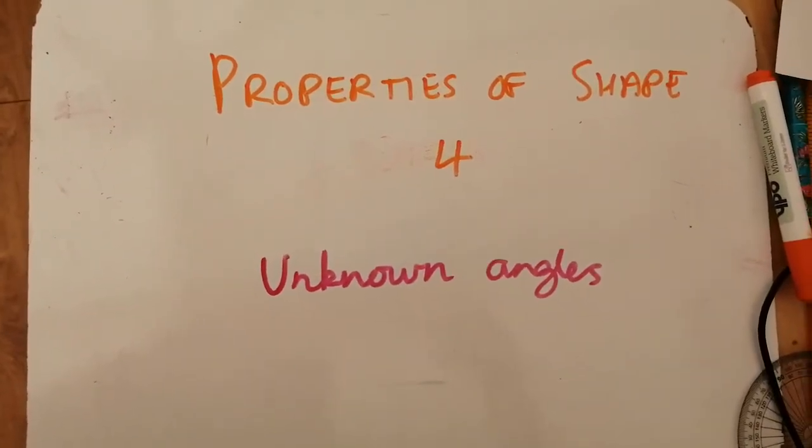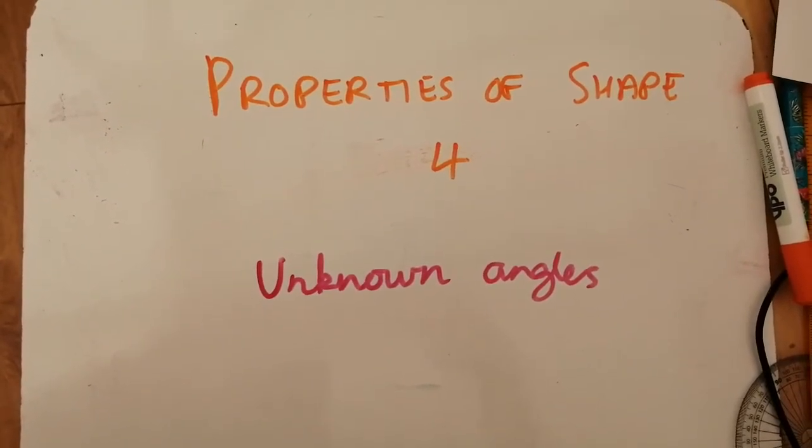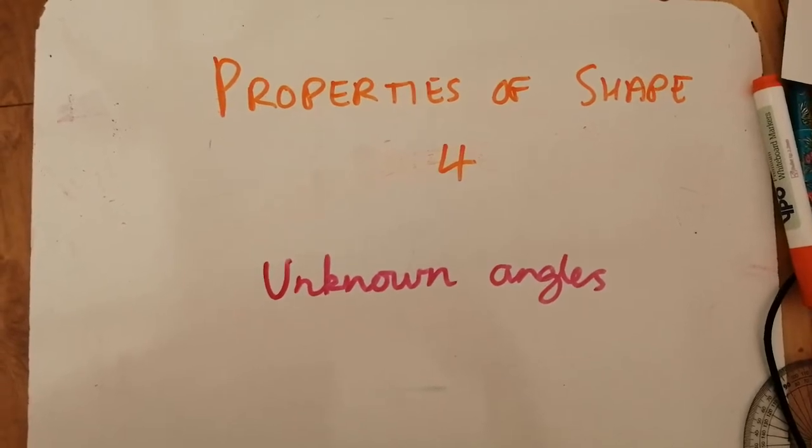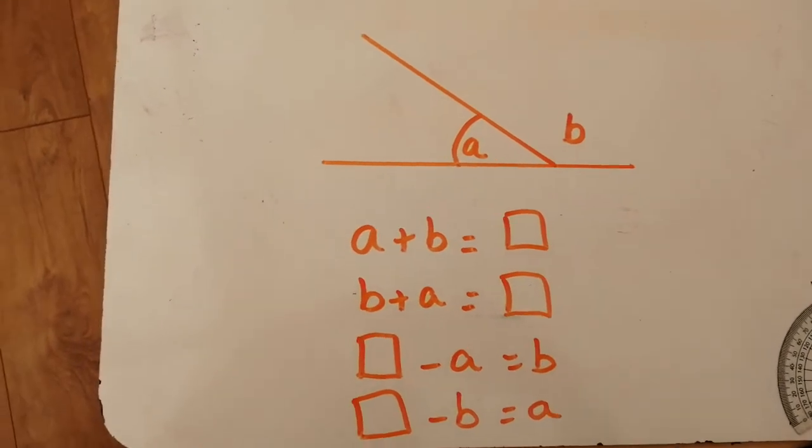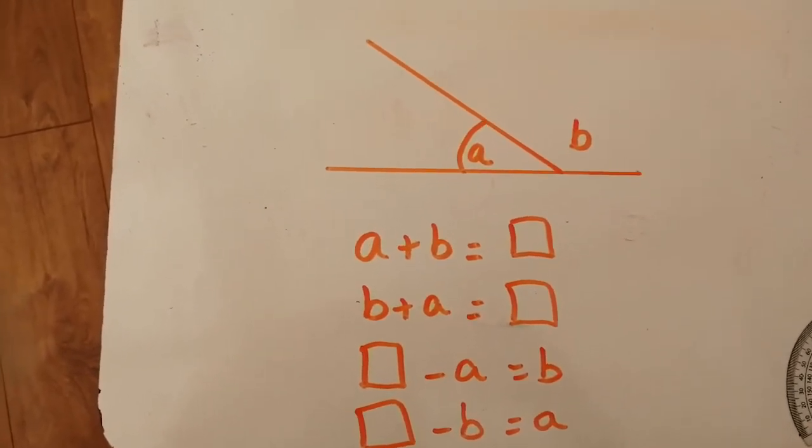Hello and welcome to the fourth video on the properties of shape. This is all about unknown angles. Let's start off with some basic facts that you should probably already know.